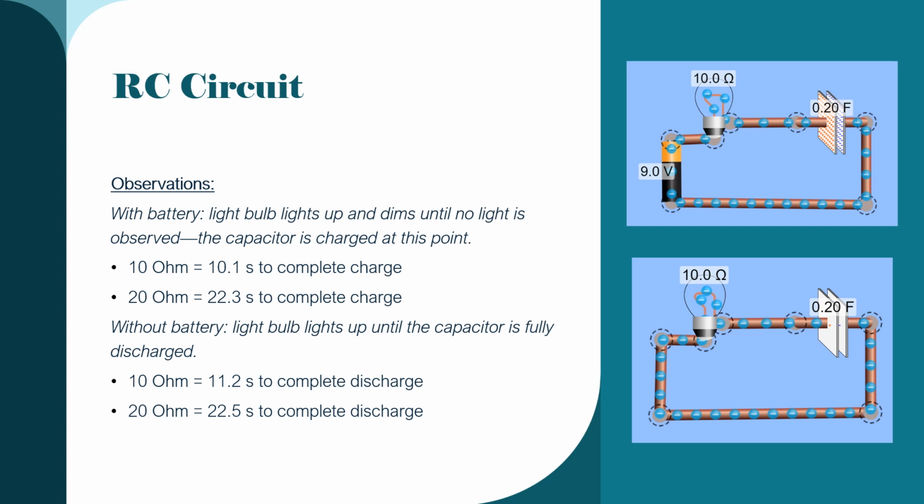Then without the battery, once the capacitor was completely charged, the light bulb lights up until the capacitor is fully discharged. For the 10 ohm light bulb, which is pictured, it took around 11.2 seconds to completely discharge, where the light bulb was completely dim. And for the 20 ohm light bulb, it took around 22.5 seconds to completely discharge.